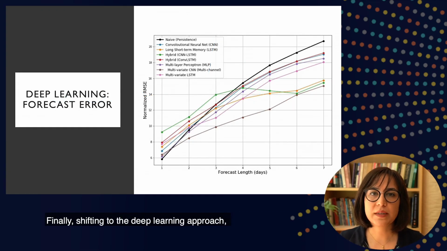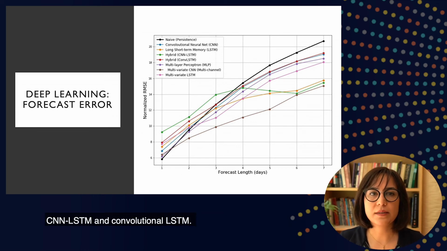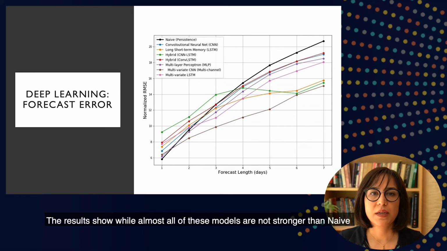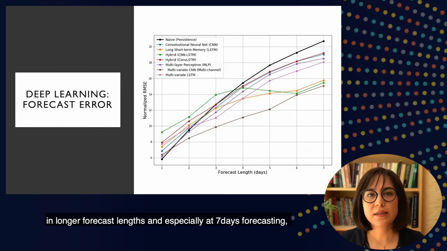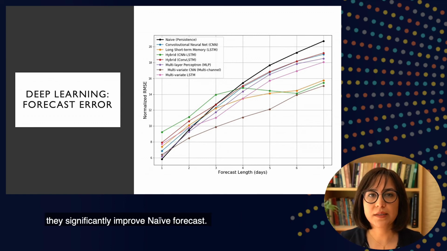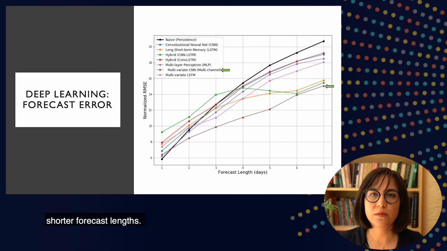Finally, shifting to deep learning approach, we applied various deep learning techniques such as multi-layer perceptron, long short-term memory, convolutional neural nets, and some hybrid models such as CNN LSTM and convolutional LSTM. The results show while almost all of these models are not stronger than naive at short forecast horizons such as 1 day or 2 days, in longer forecast lengths and especially at 7-day forecasting, they significantly improve naive forecasts. As you can see, multivariate, multi-channel convolutional neural net depicts the best performance even in shorter forecast lengths.